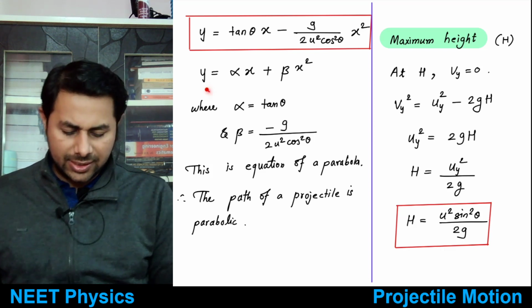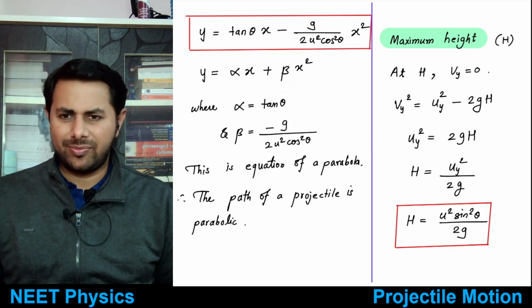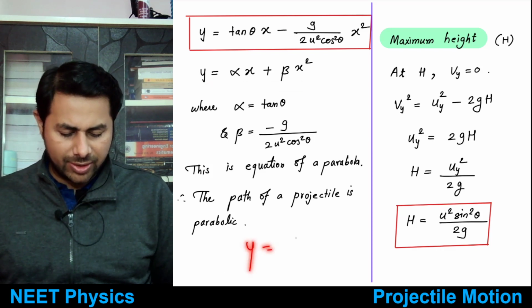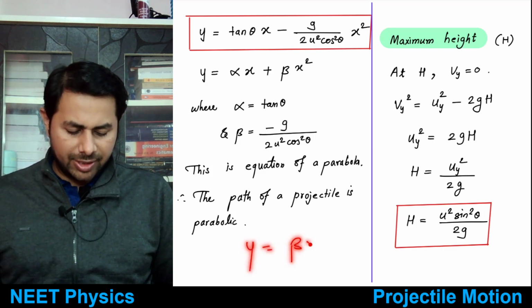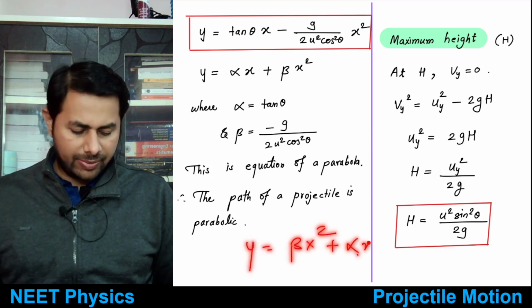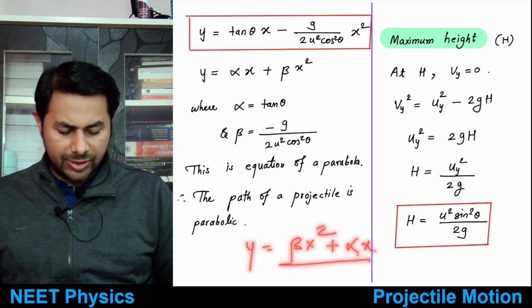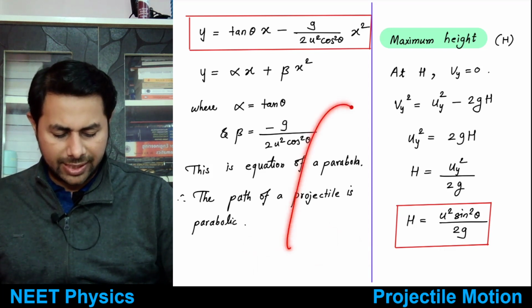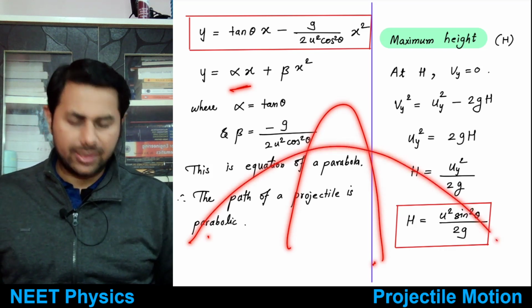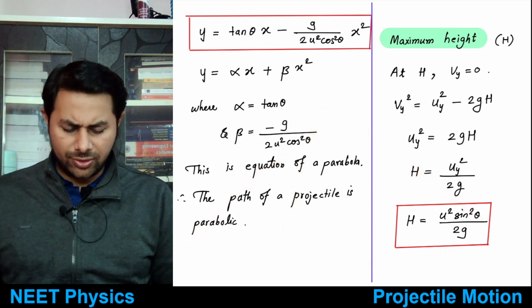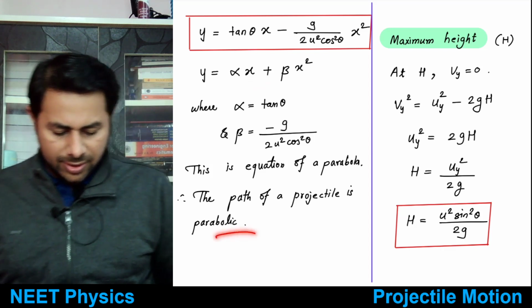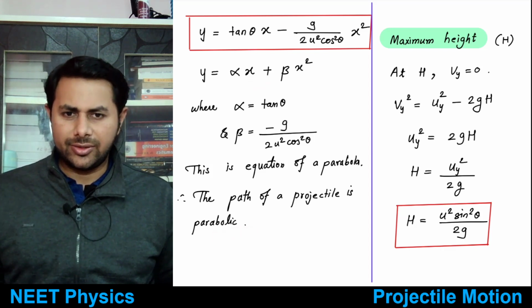Okay, and this is an equation of a parabola. So a standard parabola will have the equation y is equal to some constant, let's say beta times x square. There is an extra term over here, that is alpha times x, which will extend this parabola. So suppose a standard parabola looks like this. Because of this term, this will look something like this. So you can say this is an extended parabola, but it's a parabola only. Is this clear? Yes, no?